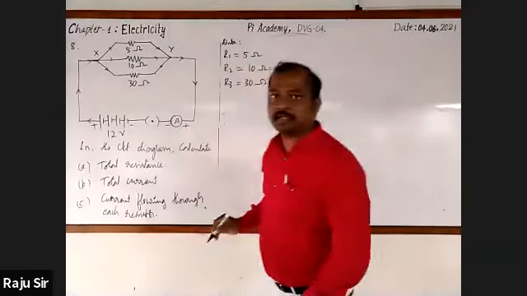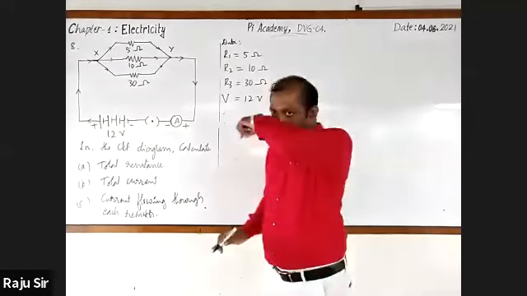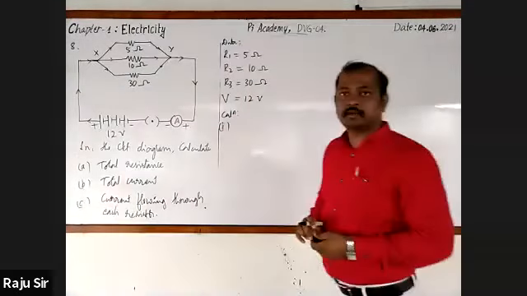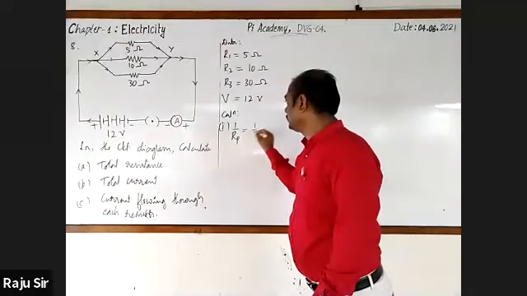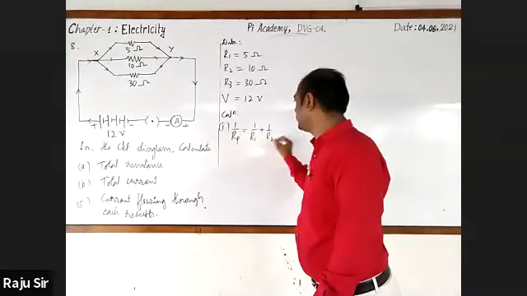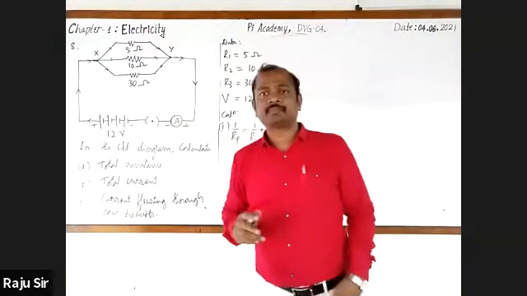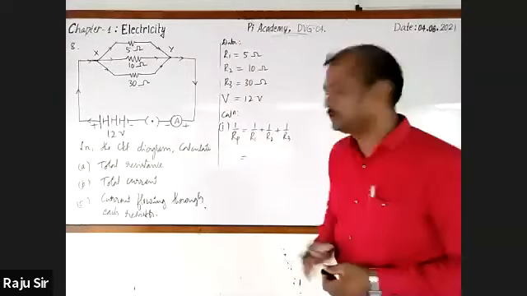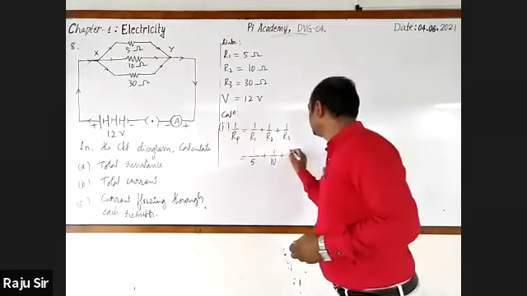And the voltage of the battery is given. You write it as V. V is equal to 12 volts. This much. Now I'll write the calculation from here. First one, total electric resistance. It is 1 by Rp is equal to 1 by R1 plus 1 by R2 plus 1 by R3. Because the resistors are connected in parallel, hence we have to use this formula to find out the effective resistance. This is 1 by 5, 1 by 10, 1 by 30.